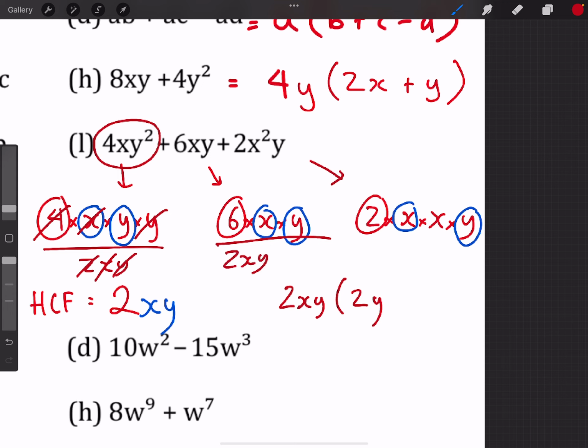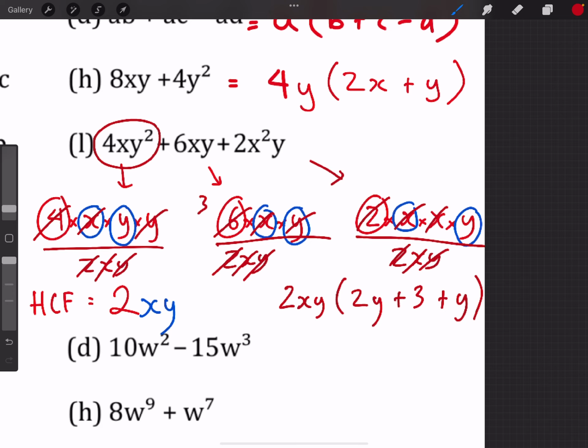What happens when I divide this one by 2xy? 6 divided by 2 is a 3, so we're going to have a plus 3. X will be gone and y will be gone, so just 3. And then we're going to plus, let's divide this one by 2xy. 2 is gone, x is gone, y is gone, so you have just y. There you go. There's your factorized.